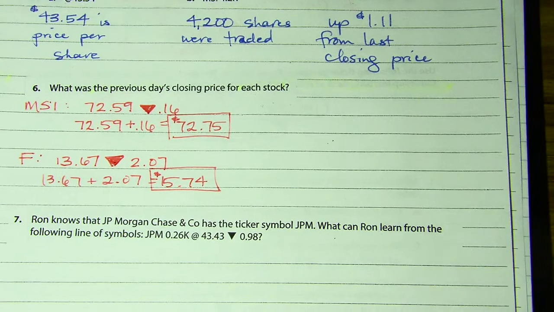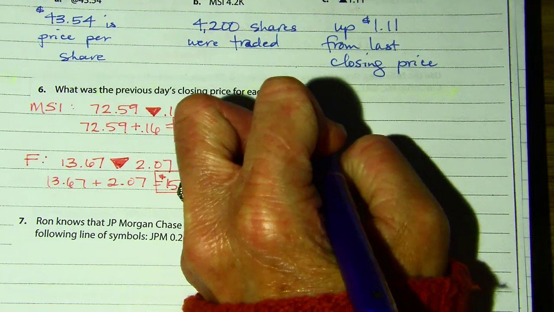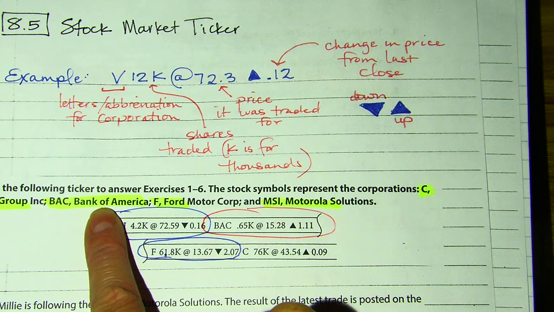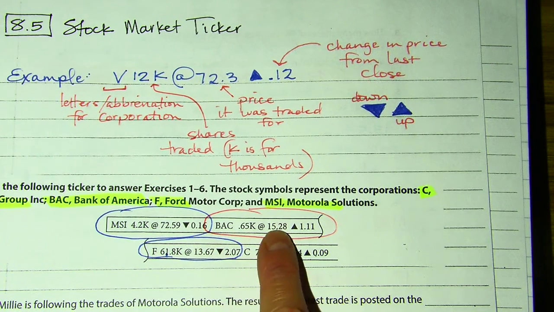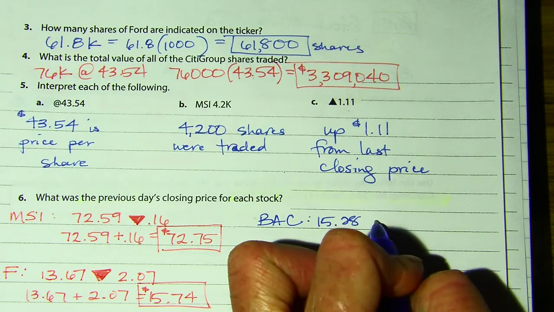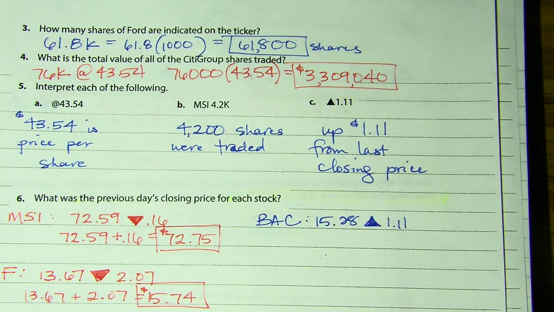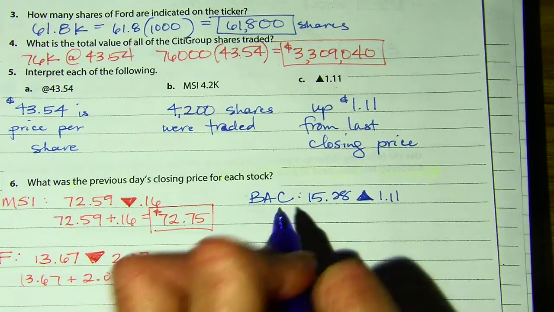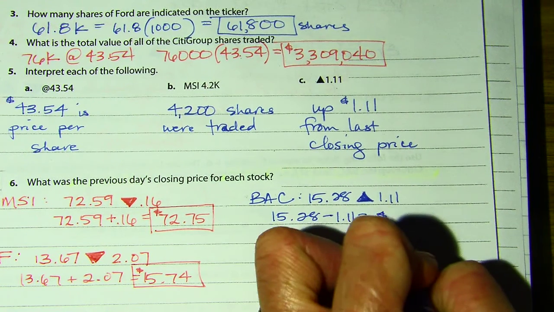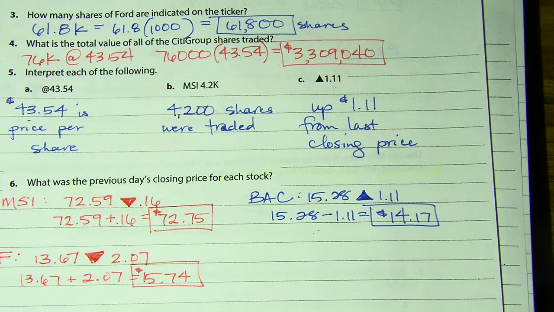I'll move that up. All right, the next two, we have Bank of America. BAC, sorry, yeah, Bank of America. So 15.28, and that is up $1.11. So if today's price is more than yesterday, then I would actually subtract to find yesterday's price. So that would give me a price of $14.17. So you're actually doing the opposite operation that you think.